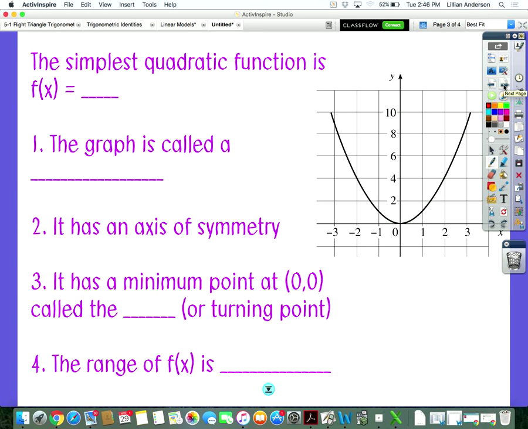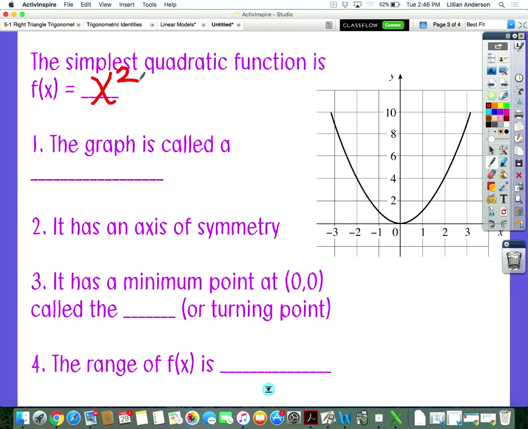Alright. Now, the simplest, see how much you remember? Now, the simplest quadratic function is f of x equals x squared. The most simple quadratic function is x squared, also known as your parent function, okay? The basis of all other quadratic functions.